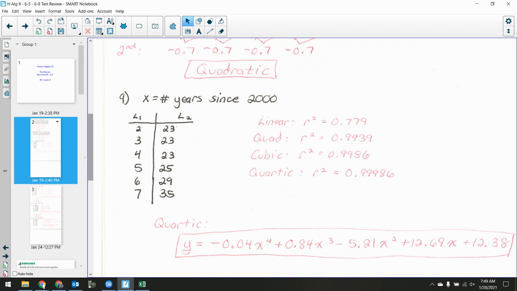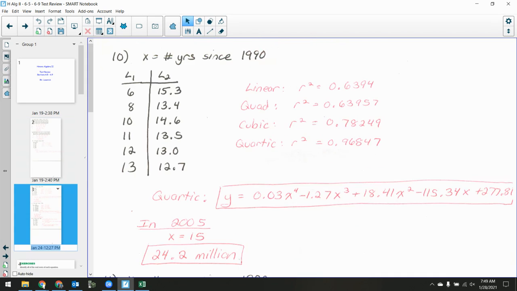You didn't need to show the linear, quadratic, and cubic, because honestly I'm just showing this to show you that it is indeed quartic. It was the best fit. That's kind of the work, but honestly, you just do that in your calculator. Any questions on 9 before I move on? Okay, here is 10.